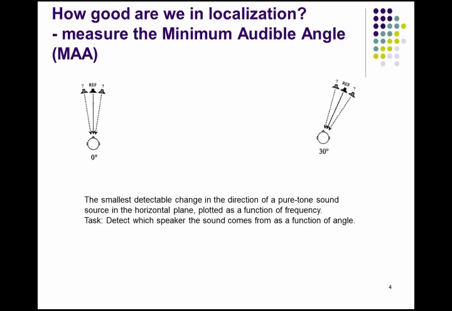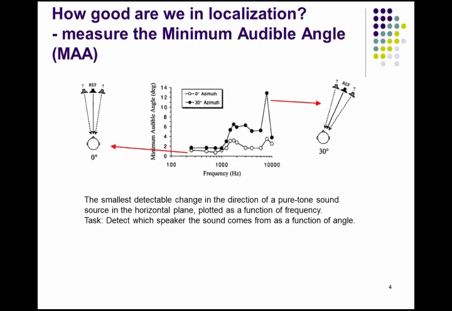We can do that for different angles, like directly in front of us, or slightly to the side of us. And as you can imagine, we're best at localizing anything directly in front of us. If you do measurements with pure tones, which are unrealistic stimuli but a good model, here are results from 250 Hz up to 10 kHz. These pure tones have a minimum audible angle, MAA, of around 1 to 2 degrees. That's what you should remember. 1 degree is about as good as you get in the front, and that's pretty damn good if you think about it.